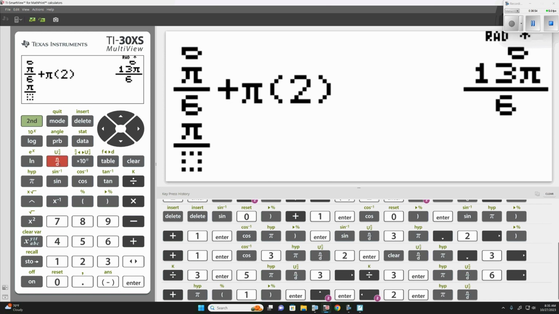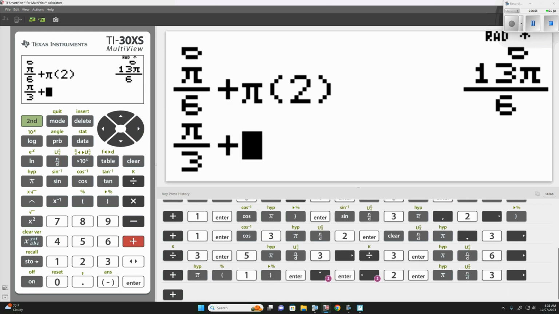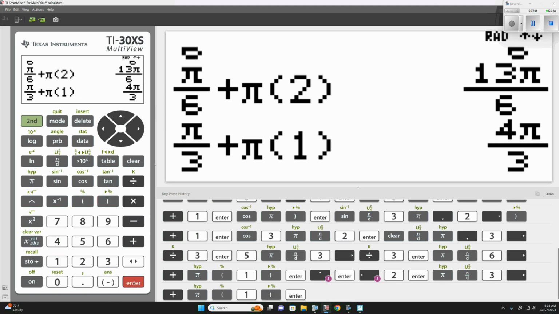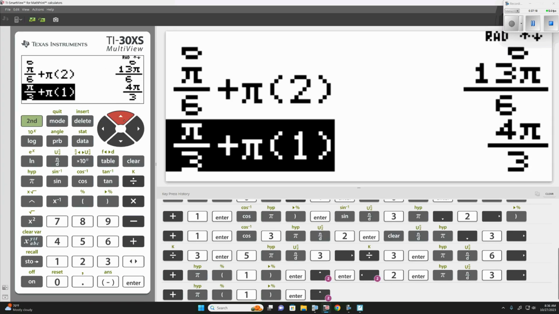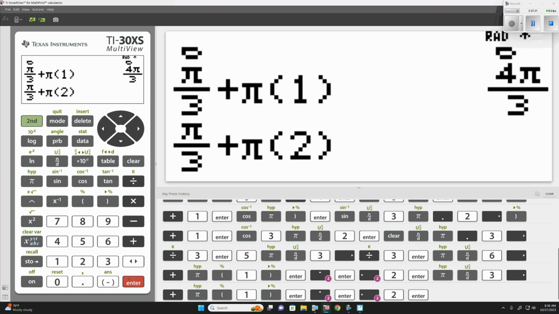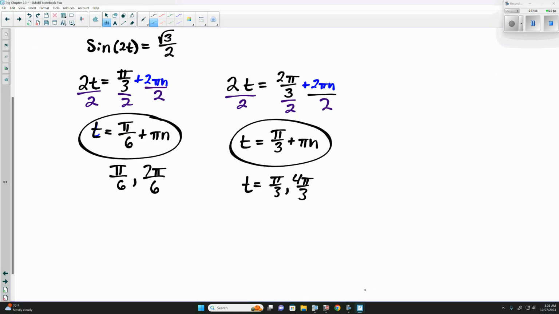We have the same thing with pi over 3 plus pi n. So for the other one, t would indeed equal pi over 3 when n is 0. But then we also have 4 pi over 3. And if we did it one more time with 2 instead of 1, we get 7 pi over 3, which is now outside. So we get this here.